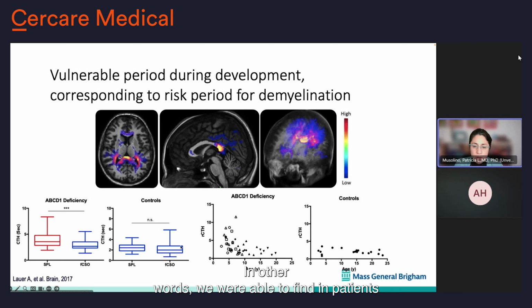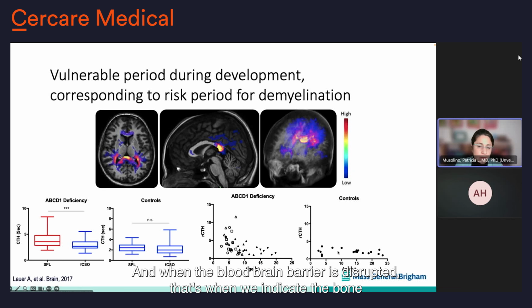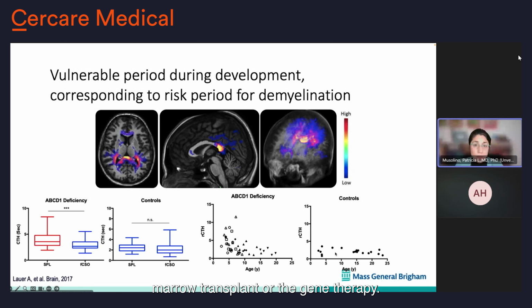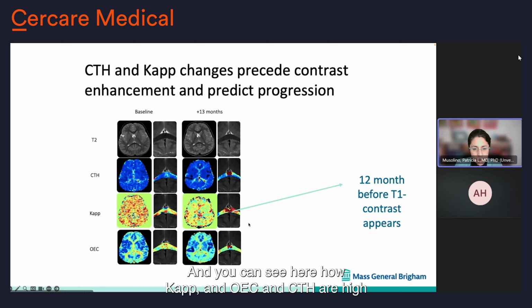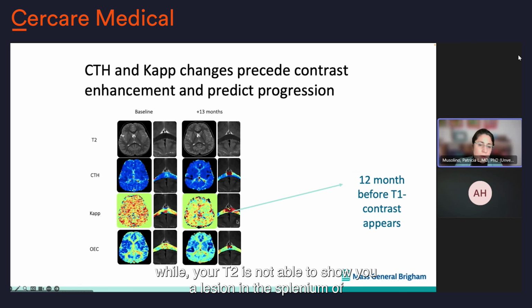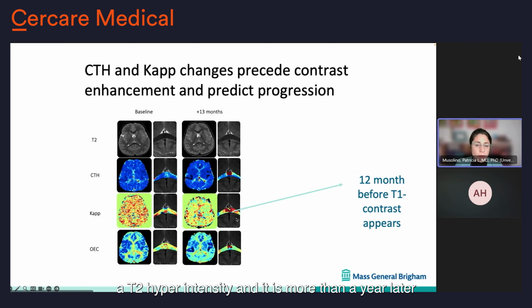In other words, we were able to find this in patients that we follow longitudinally. These patients get MRIs every 6 months, once you know the disease is in the family, to try to catch the lesions in a very tiny, diminutive manner. And when the blood-brain barrier is disrupted, that's when we indicate the bone marrow transplant or the gene therapy. And you can see here how K-app, OEC, and CTH are high, while your T2 is not able to show you a lesion in the splenium of the corpus callosum. It's only 6 months later that we see the T2 hyperintensity. It's more than a year later that we see a T1 post-contrast enhancement in this patient.